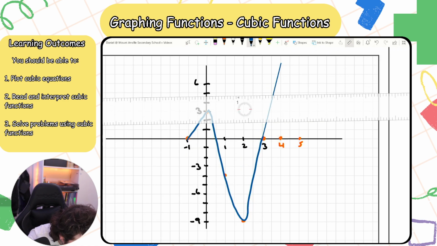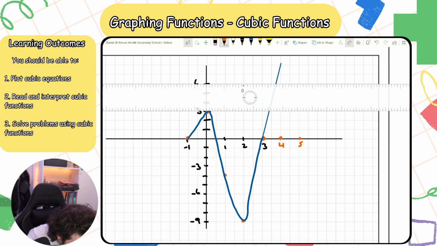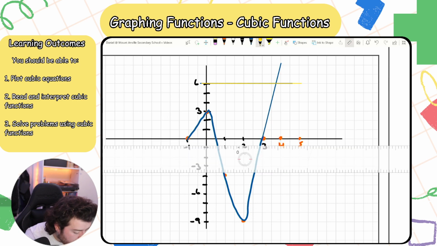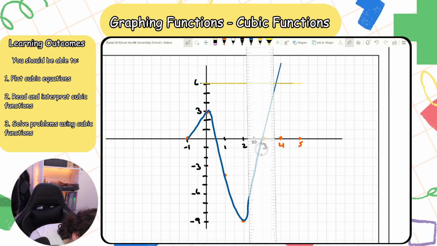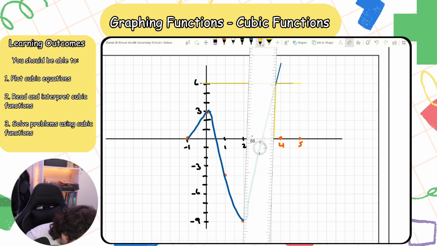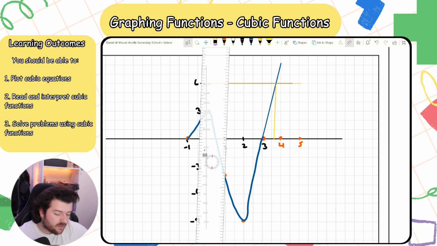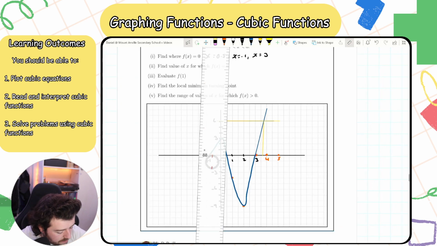Right, so extend off my graph. Let's see. f of x equals 6. I go to 6 on my y-axis, go across and then go down. So it's going to be 3.6, roughly.